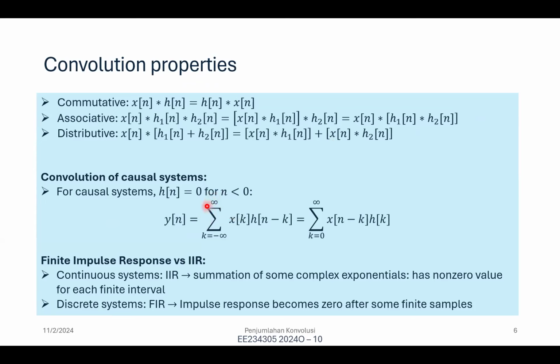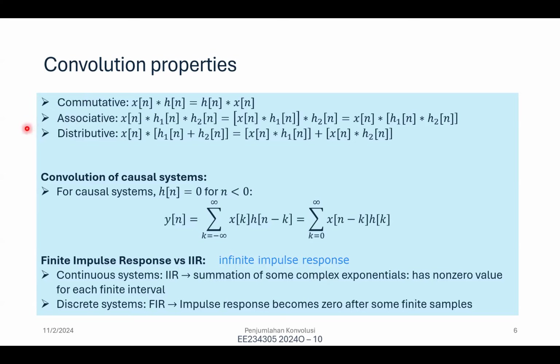Yeah, it's infinity here. Now there is a difference between the finite impulse response and the infinite impulse response. For continuous systems, we will have what's called the IIR, or the infinite impulse response. This means that it's a summation of some complex exponentials which have no zero values for each finite interval. Whereas for discrete time, we have FIR, the finite impulse response. So the impulse response here becomes 0 after some finite samples.